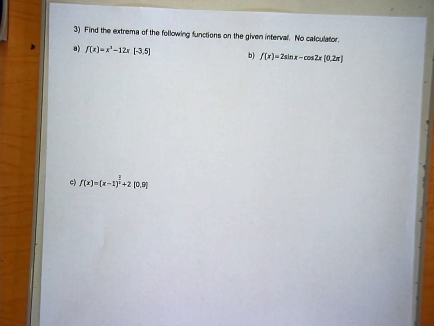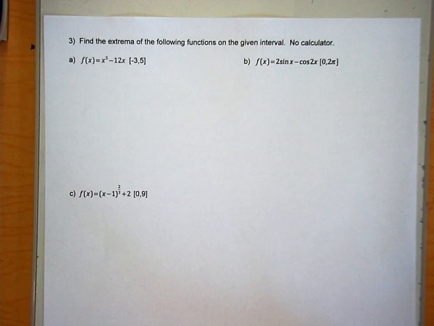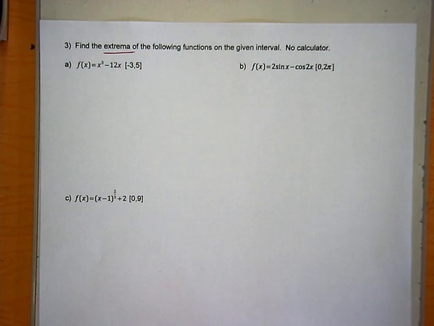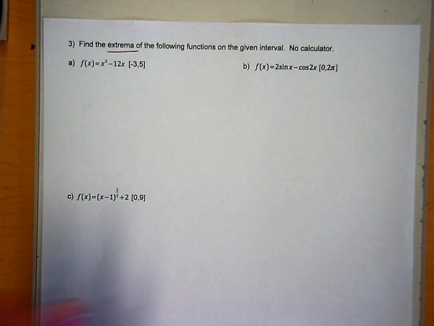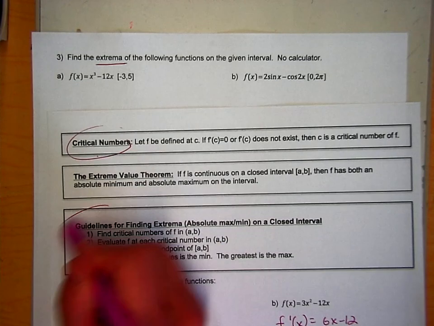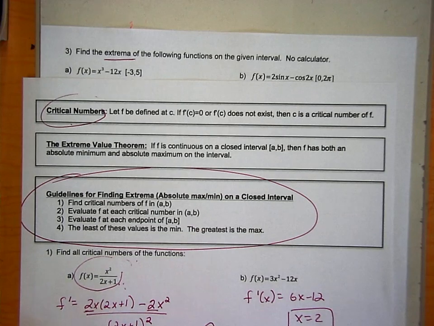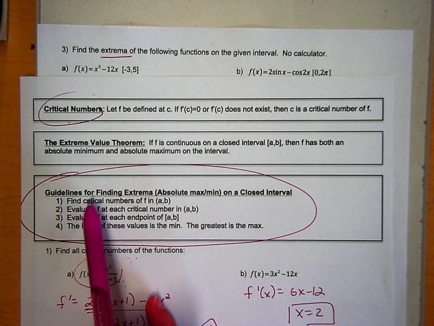So what we want to be able to do here is find what's called the extrema of the following functions. That is just another word for absolute max and absolute min. Basically, that's the highest point on the graph and the lowest point on a particular function. So the way we're going to do that algebraically is, this is the guidelines. It's on page 4 for finding the absolute extrema.